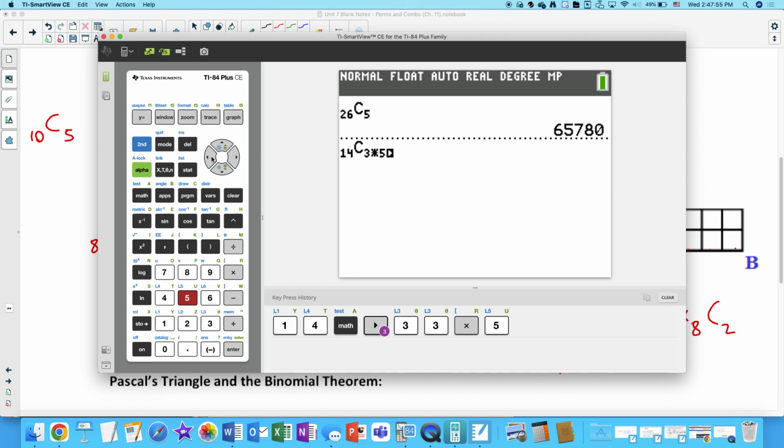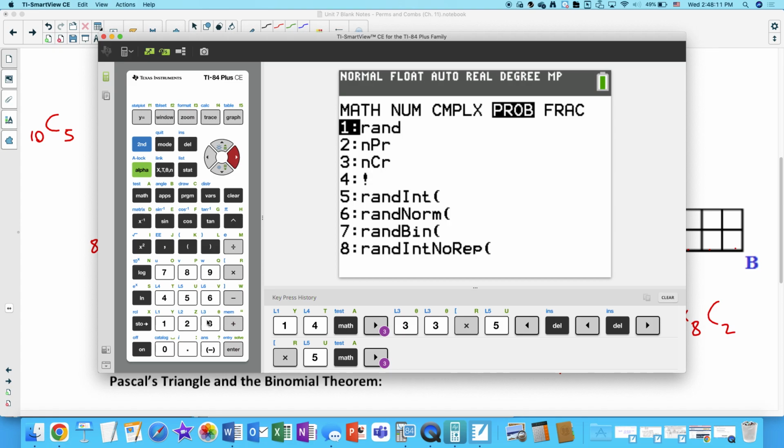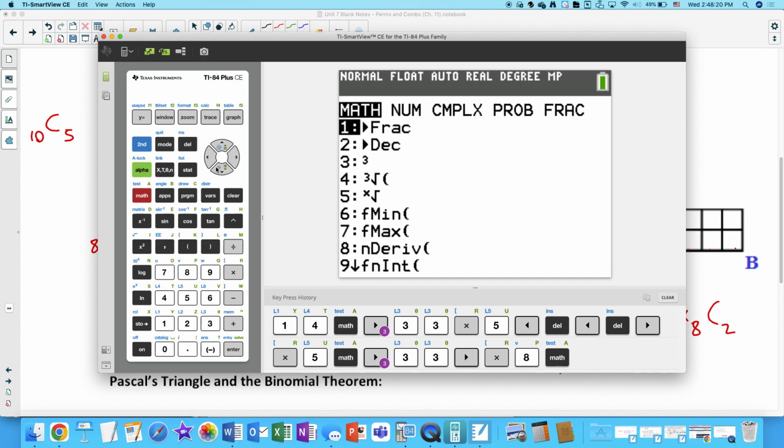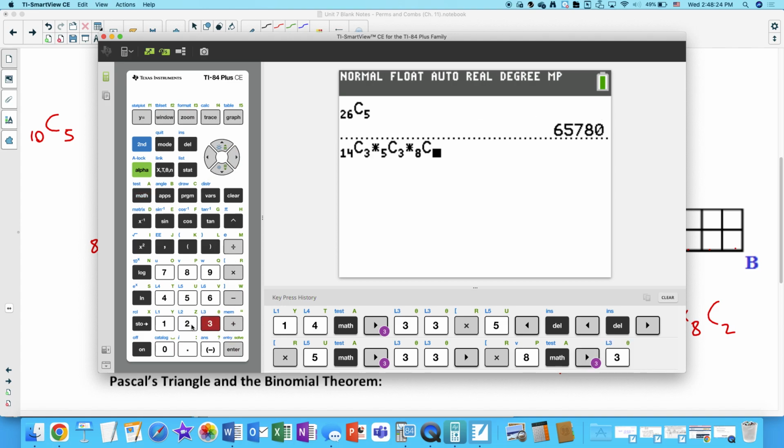And then times 5, choose 3, so times 5. Oh, wait, sorry. On this one, I have to do this first. Put it back up there. Times 5, and then hit that math button all over again. Go over to probability, choose 3. Go back up here, times 8. Math, probability, 3, 2. There we go.